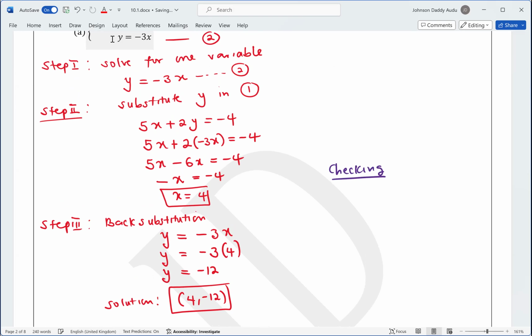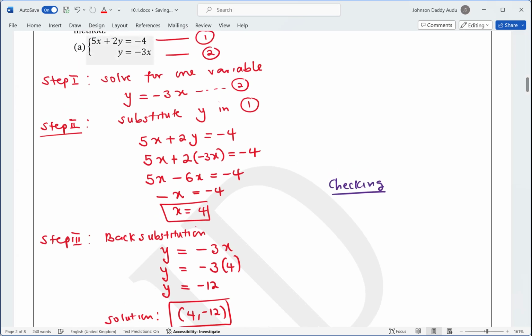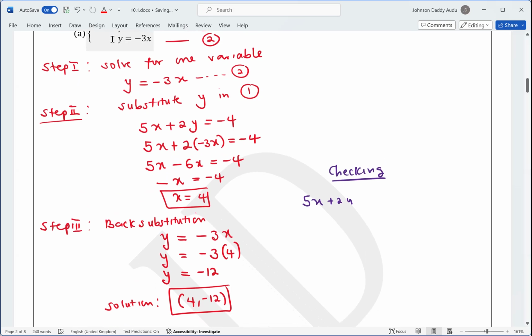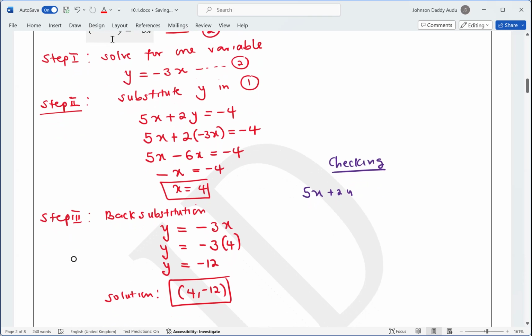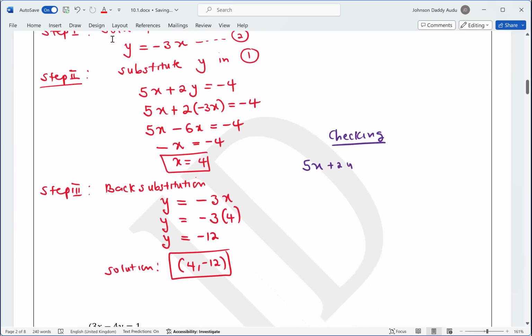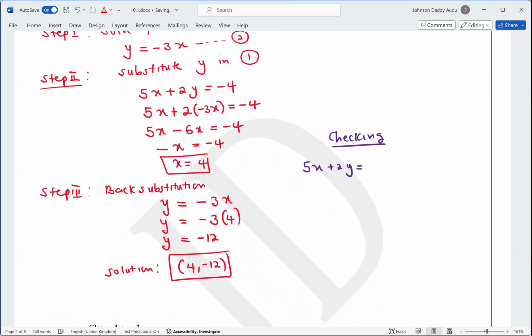And what is the check? For the check, you check the two equations. Remember, you have 5x plus 2y, and then you will check with the point. 5x plus 2y is supposed to give us minus 4, right?